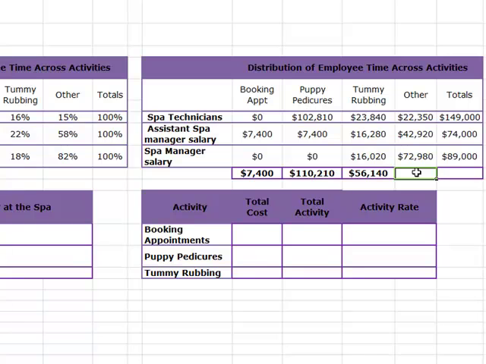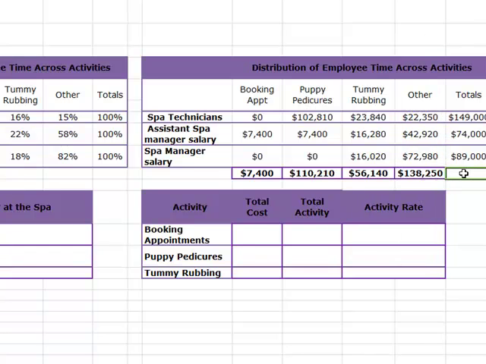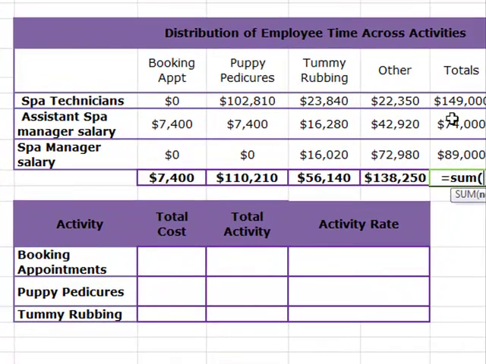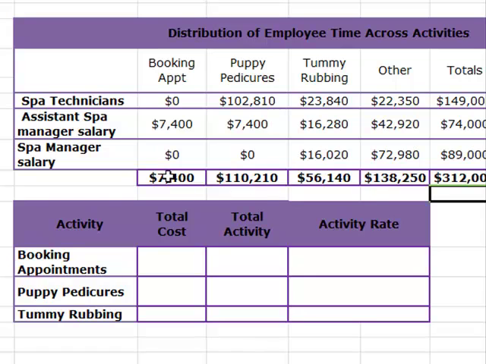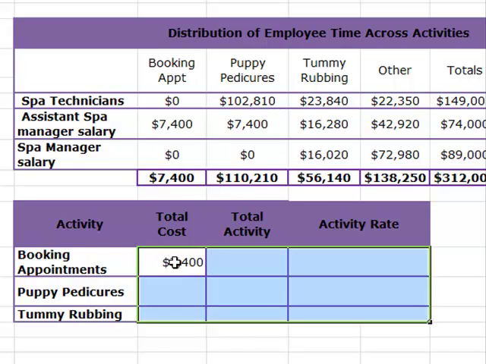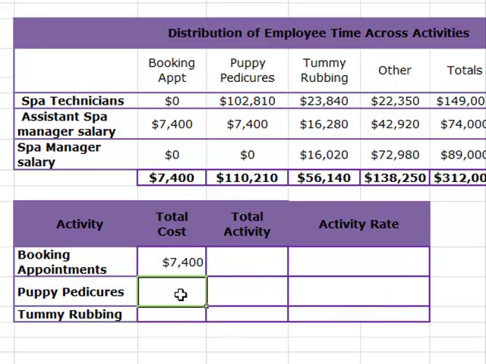Now, what I also know is that this is just like any other matrix where all of the numbers have to add up. So I know that all of this, and this, has to equal 312. I have to account for 100% of my costs. So booking appointments cost me $7,400 total. Ooh, let me make that bigger. There we go. That's easier to see. I know that puppy pedicures cost me $110,210 in the cost of my employees. And I know that tummy rubbing is $56,140.